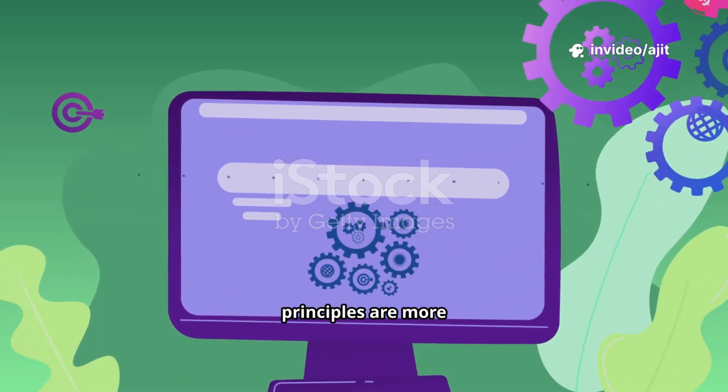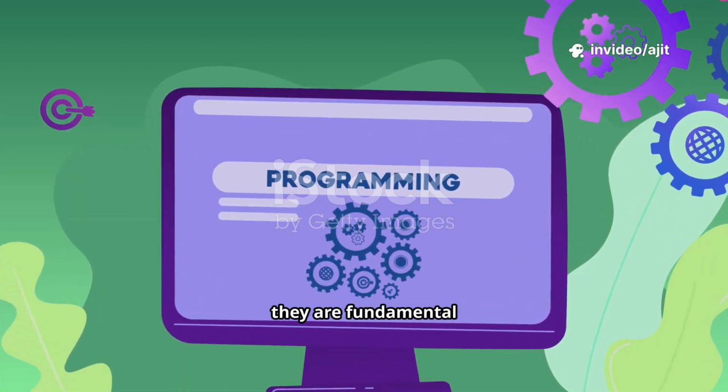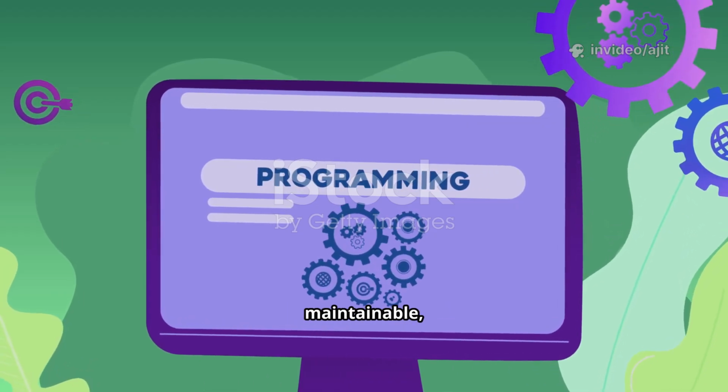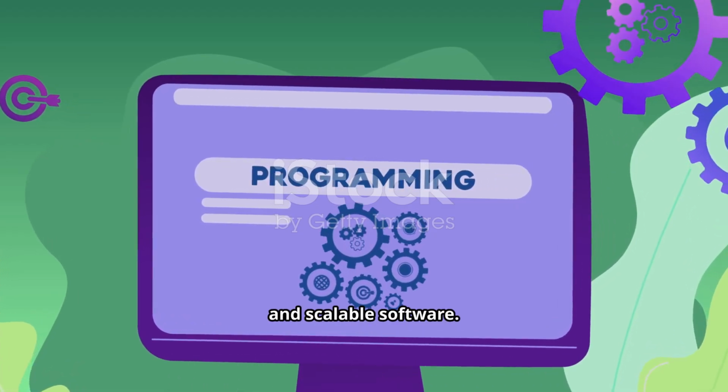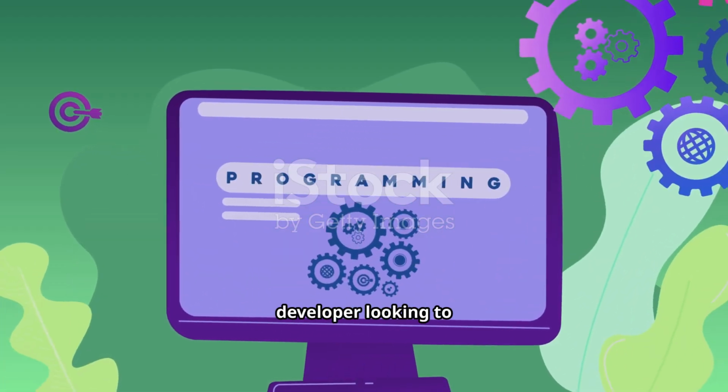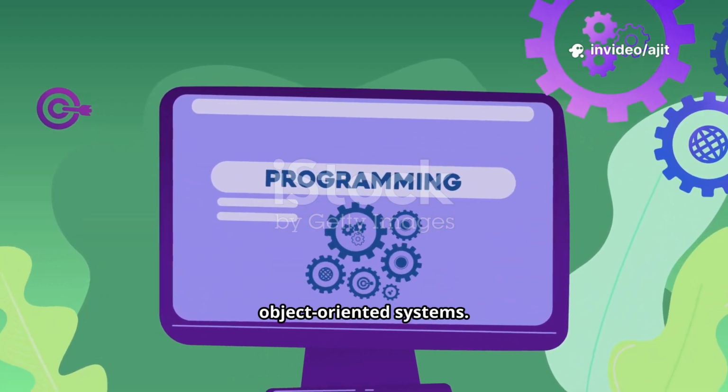The SOLID principles are more than just buzzwords, they are fundamental design guidelines that transform good code into great, maintainable, and scalable software. Coined by Robert C. Martin, these principles are critical for any developer looking to build robust object-oriented systems.